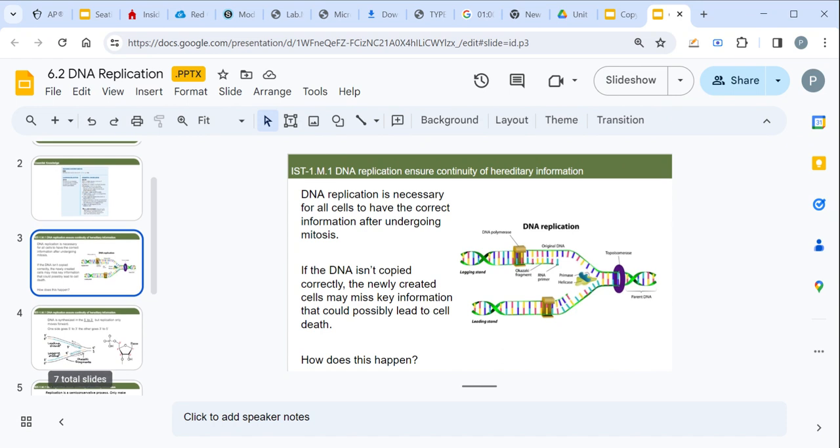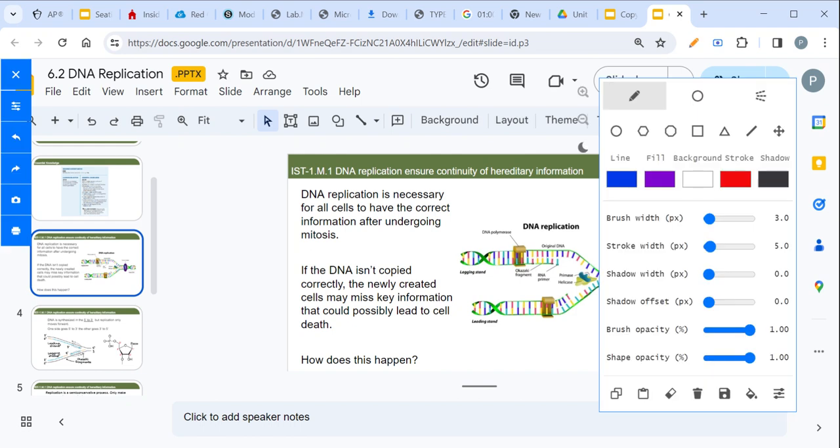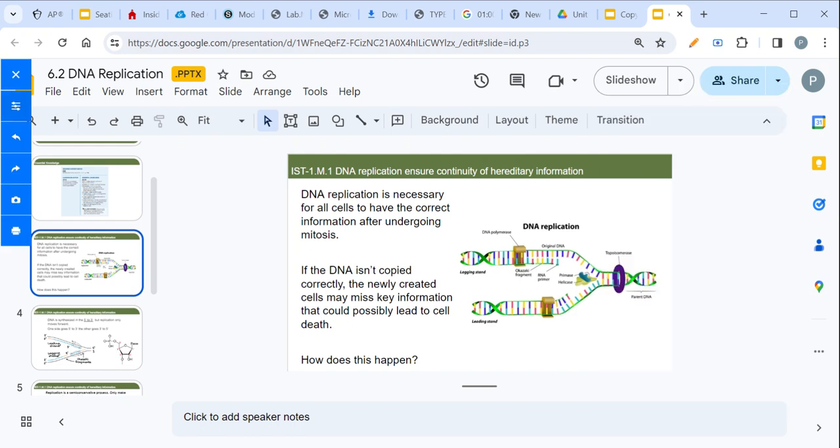Okay, so first of all, let's go ahead and do a quick thought experiment, right? DNA is necessary for all cells to have the correct information after undergoing mitosis, right? So if we think about this for a second, right? If I ended up having my cell, and this is my cell right here, right? So I have 4 chromosomes.